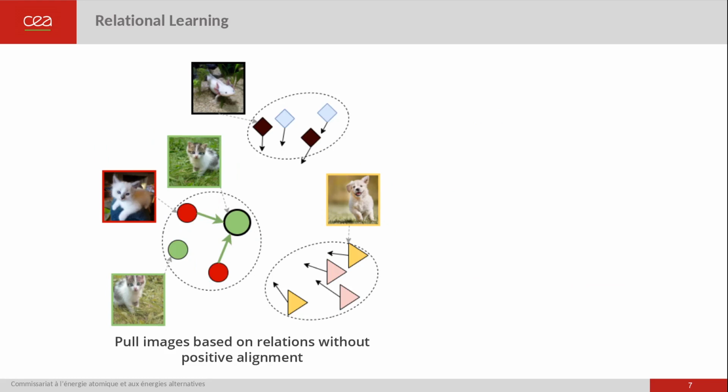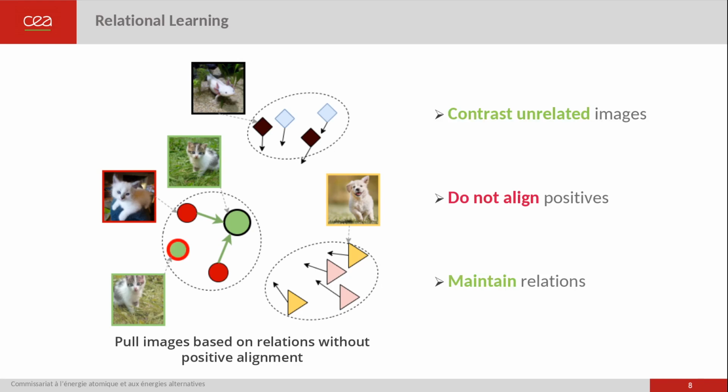Another approach is relational learning, in which relations are modeled and no explicit contrastive learning is performed. This has the advantage to learn better clustered data. Yet, it lacks discriminative information between positive and negative pairs. In our example, this can be shown by the positive view of the cat that is not brought closer to the query than the other cats.